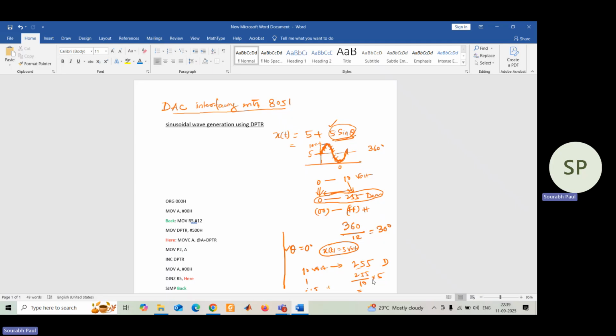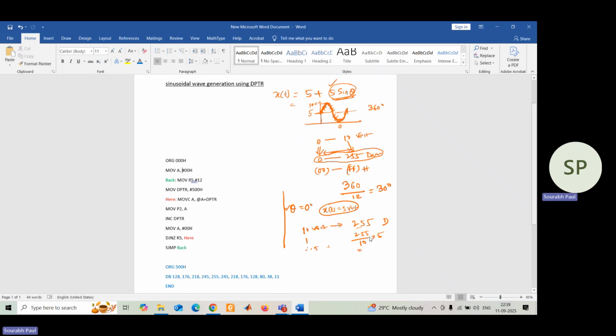So it should have a value of 255 by 10, and 25.5 into 5 is around 127.5, if I'm not mistaken, so it is around 128. This is around 128, the decimal value.